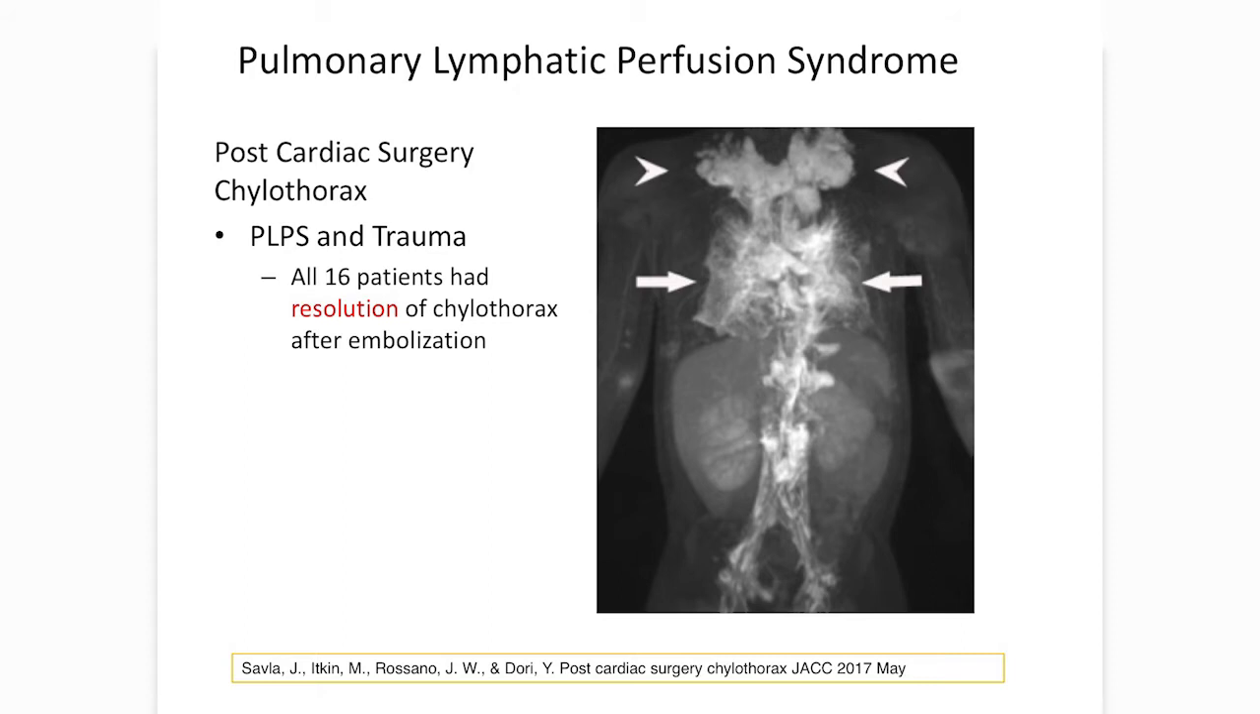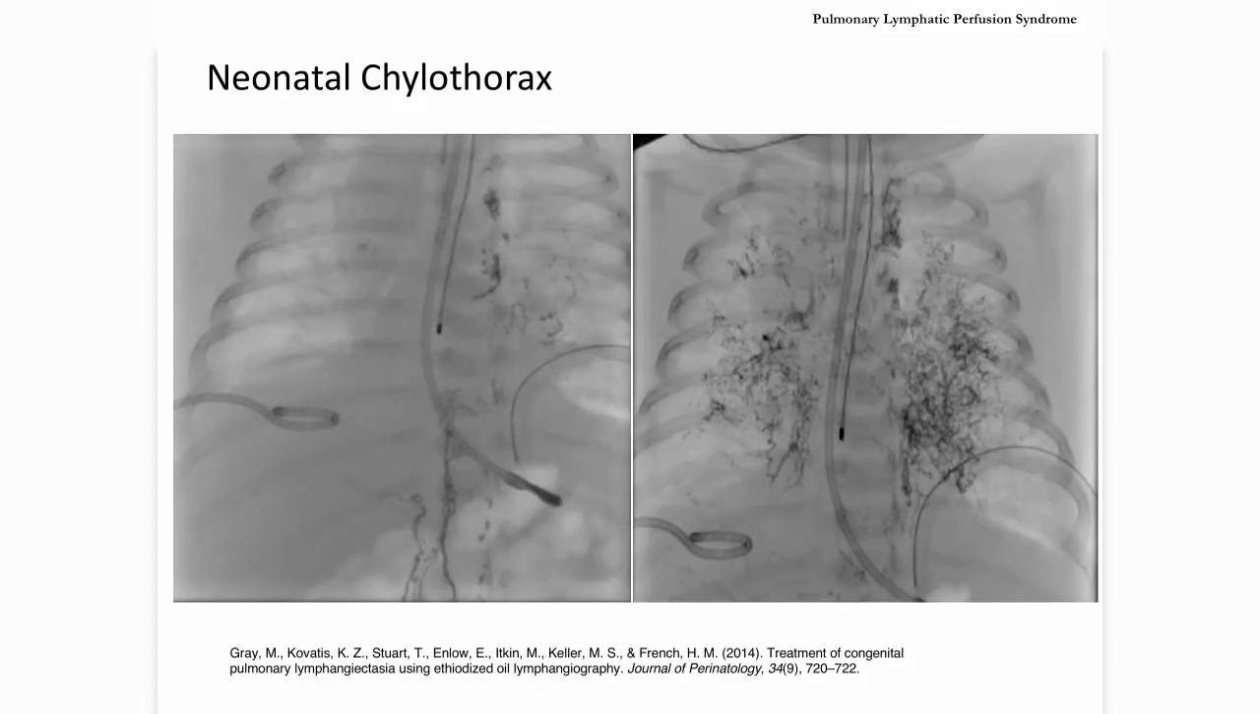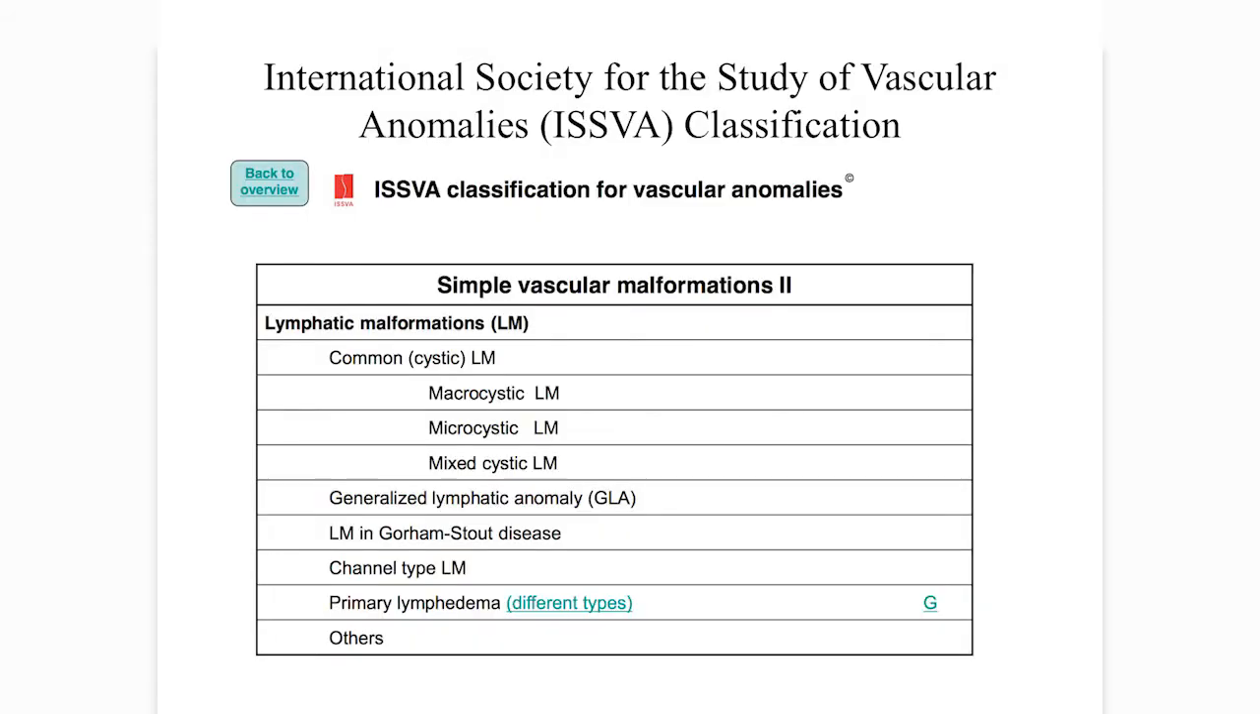Interestingly enough, even the children with post-traumatic cardiac surgery, most of them, 16 out of 25, have the same pulmonary lymphatic perfusion. So it's an anatomical variant that presents clinically under different conditions. The same with neonatal chylothorax. You can see there's abnormal flow of lymph into the lung parenchyma, and then closing these pathways can cure the patients.